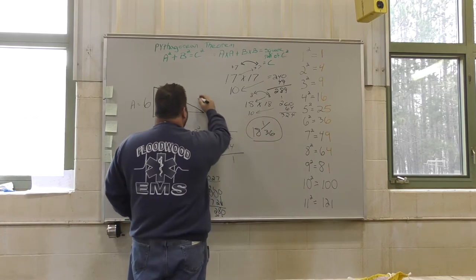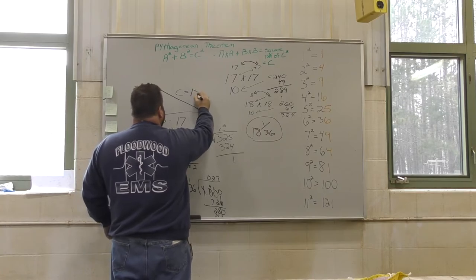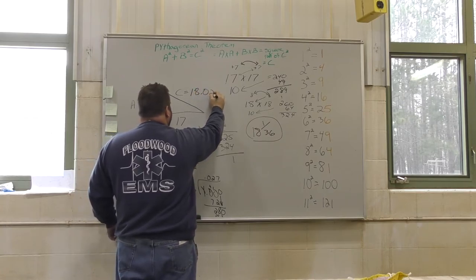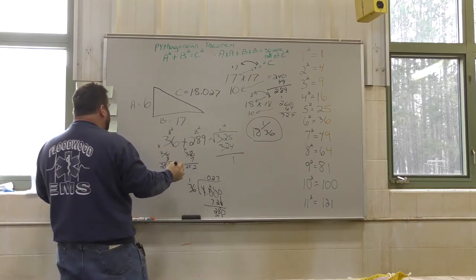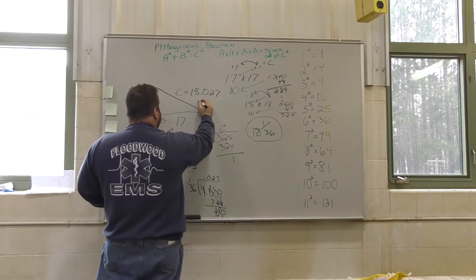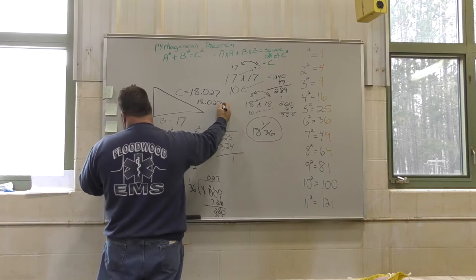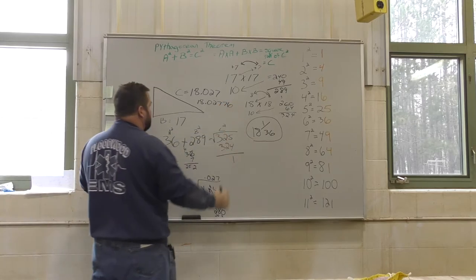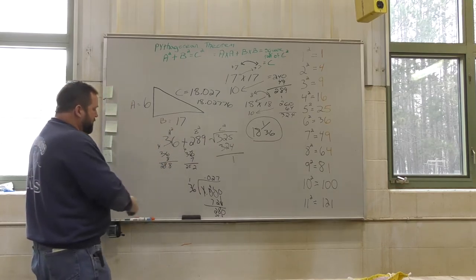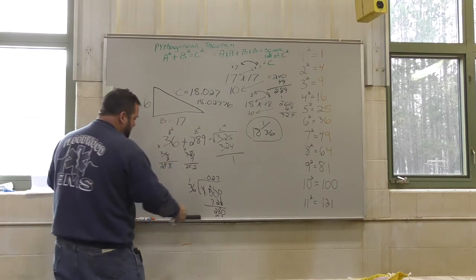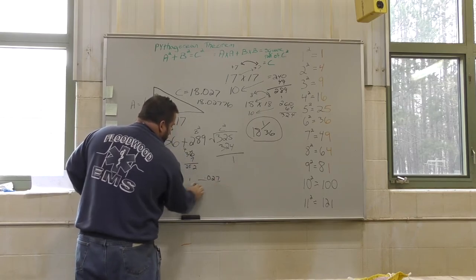So 18 and 1/36 for C is 18.027. If you were to divide this out on a calculator, it's actually 18.027776. That's the actual number. So we come out really, really close. We could have kept working it out farther, and we may have come out really close to exact, but it gets us close enough.